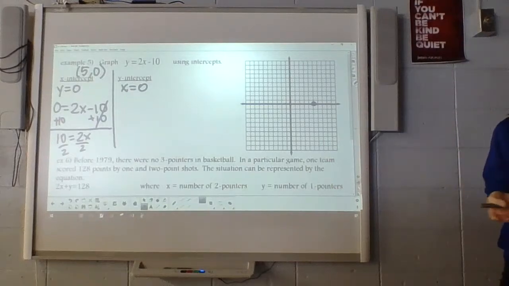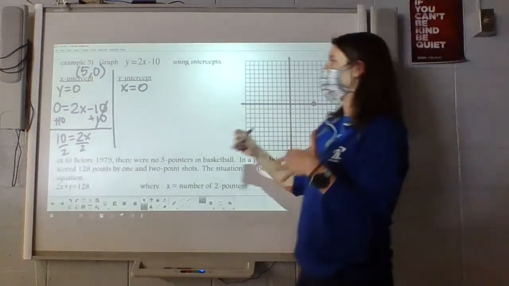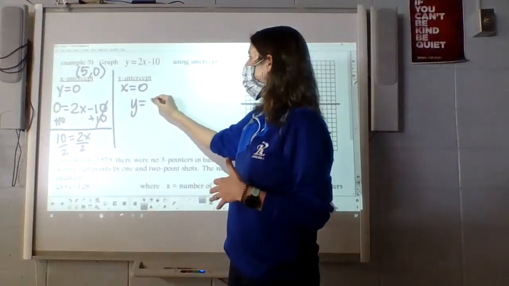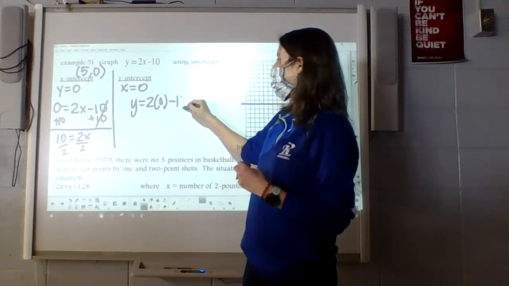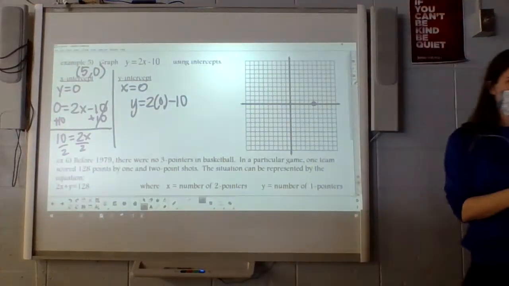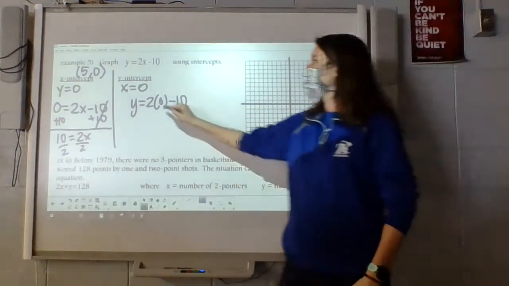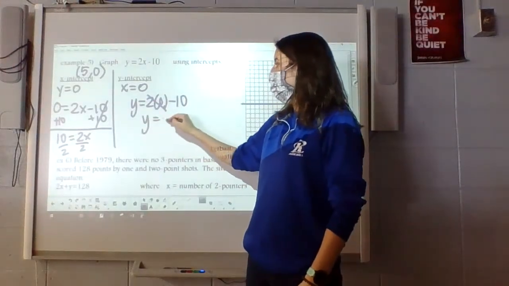Now you're going to like the y-intercept in this case. It works out really nicely, because the 2 times 0 just cancels. So y is just going to be negative 10.